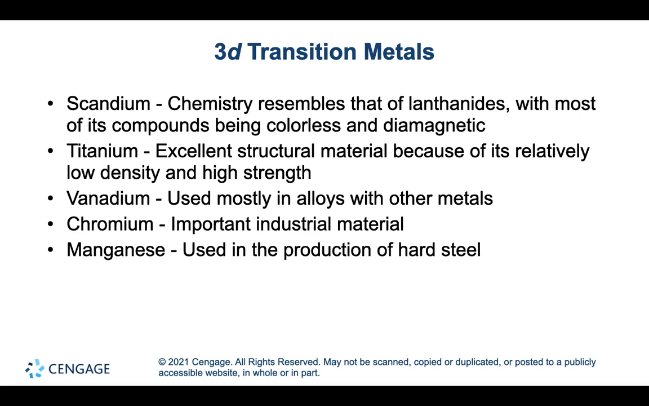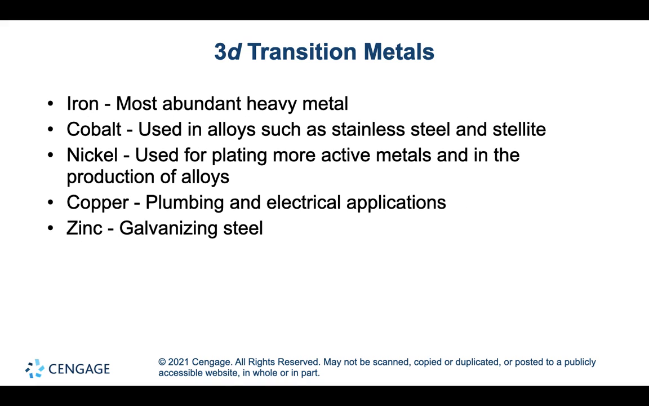Chromium, very important industrial material. We see chrome put on the surfaces of things in order to resist rust. Manganese is used in producing very hard steel. Iron is the most abundant and the most used of the metals, and we see iron used in steel production, and steel production, of course, is a big part of any technologically advanced culture's economy. Cobalt is used in alloys such as stainless steel.